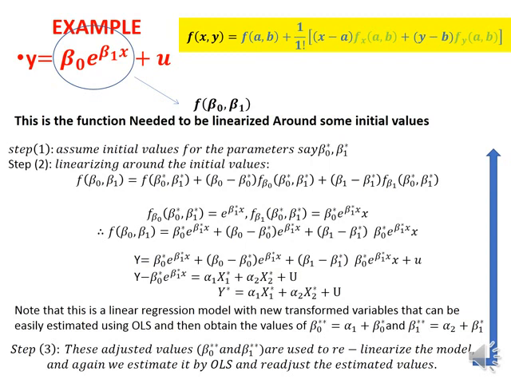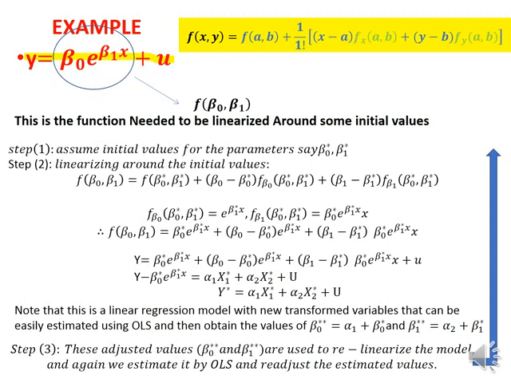So back to our example, again, assume we have the following regression equation, which is y equals beta naught times e to the power beta 1 x, plus u. And again, as we said, this is nonlinear and cannot be transformed to linear. It's intrinsically nonlinear. So how to apply the Newton-Raphson method or the iterative method for fitting this nonlinear equation?